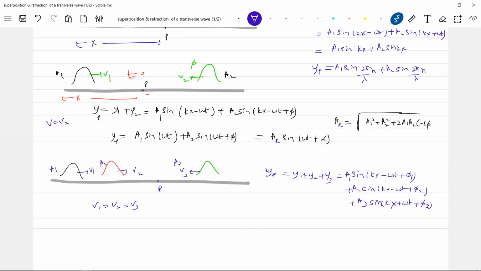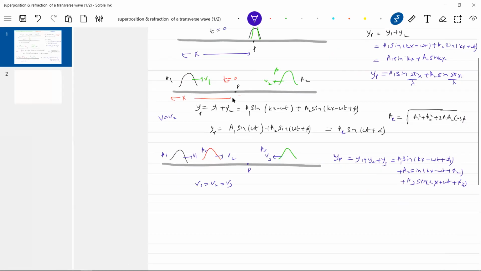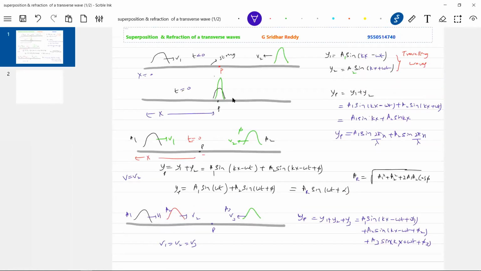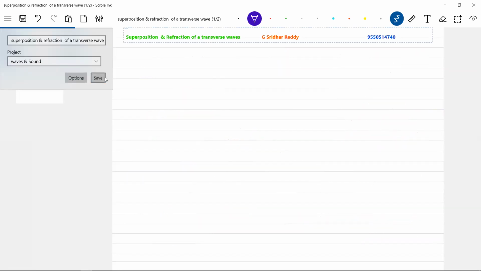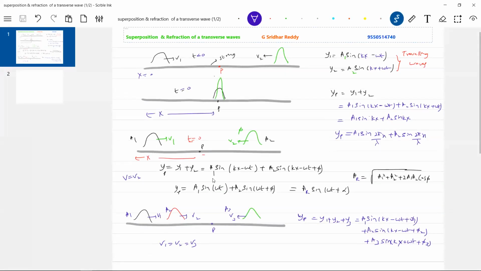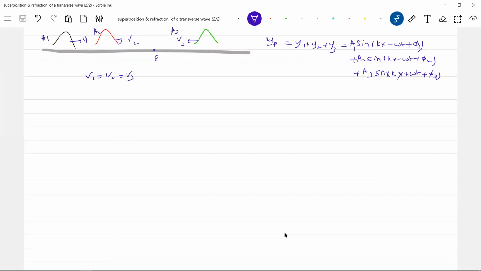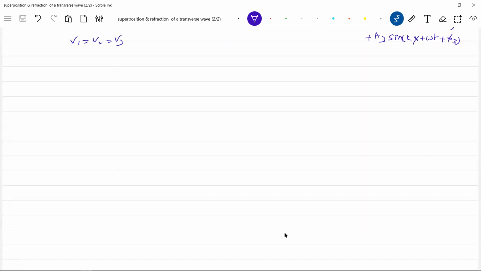The simple idea which we will take: now both are real pulses. When both real pulses undergo superposition, we use a method like this. Shall I scroll down? We'll take the next one, if both are real identical pulses.